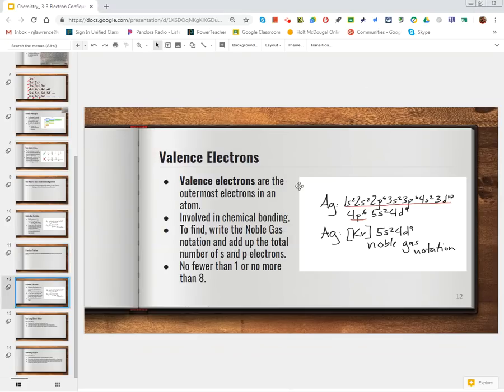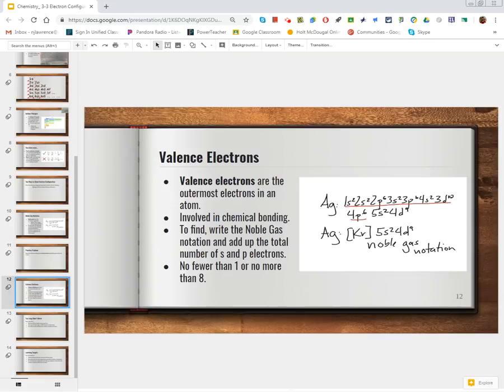All right, so now the last thing I want to show you, and this is the easiest thing of them all, is this idea of valence electrons. Valence electrons are just the electrons in the outermost shell. They're the electrons on the outermost shell of the atom. These electrons are the ones that are involved in chemical bonding. And so when we do the noble gas notation, it's an easy way to show us who our valence electrons are.